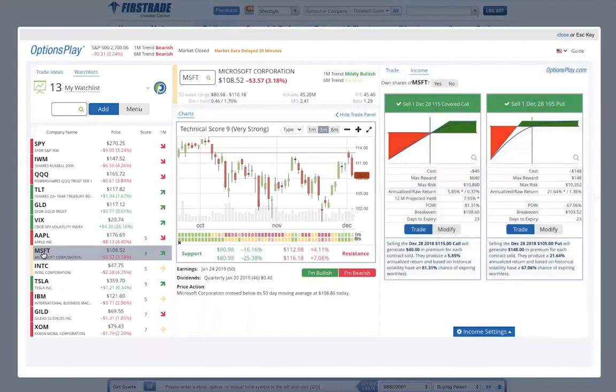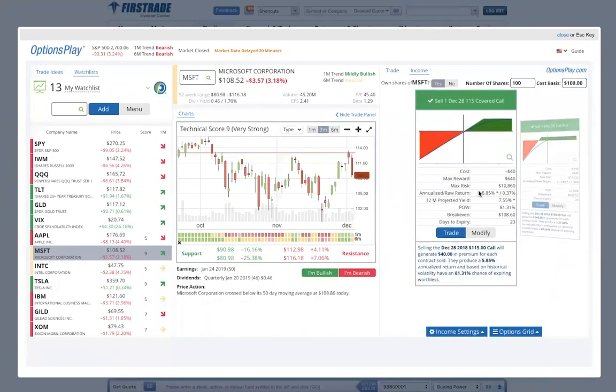So if I'm looking at Microsoft, I know exactly which covered call to sell: the December 28th, 115 covered call. That's driven off of my personalized settings that I create in income settings, and it breaks down the trade for me. So I know that I'm getting a 5.85% annualized yield on a stock that only pays you a 1.7% dividend. If you own Microsoft, your yield is 1.7%. By adding covered calls to it, you can add an additional $585.